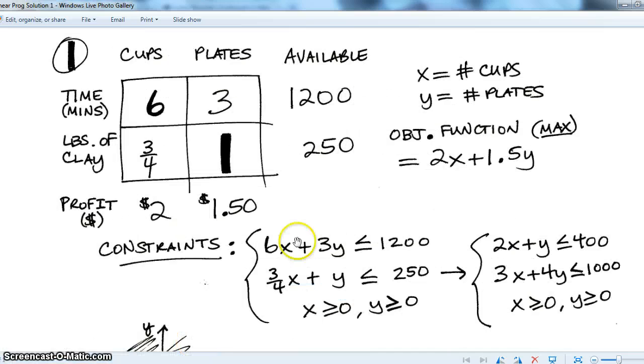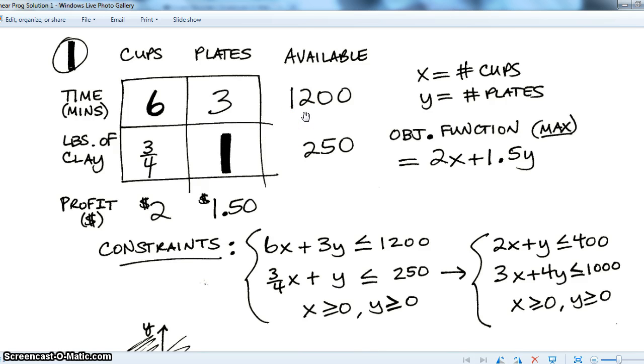So our objective function is the profit. If x is cups and y is number of plates, and each cup has $2 profit and each plate $1.50, then the objective function is going to be 2x plus 1.5y. That's the profit. The constraints, usual x and y greater than or equal to 0. 6x plus 3y less than or equal to 1200. That's just saying that the total time available is 20 hours.